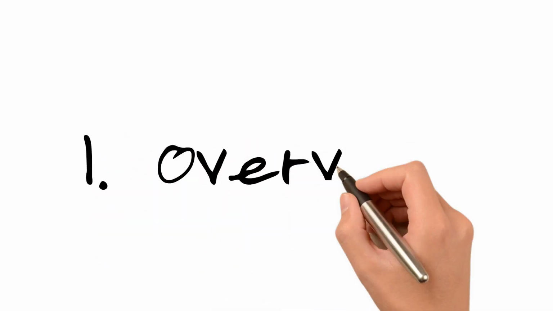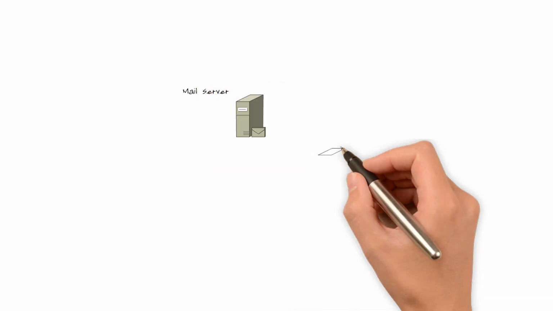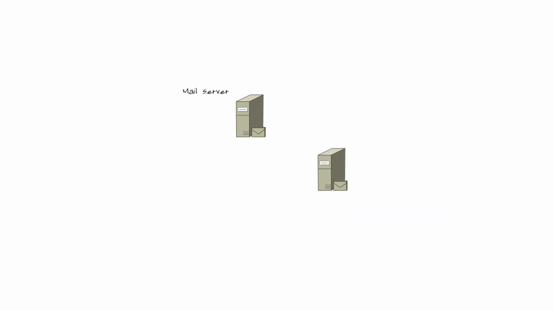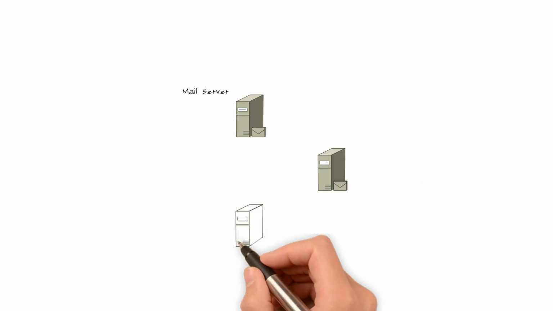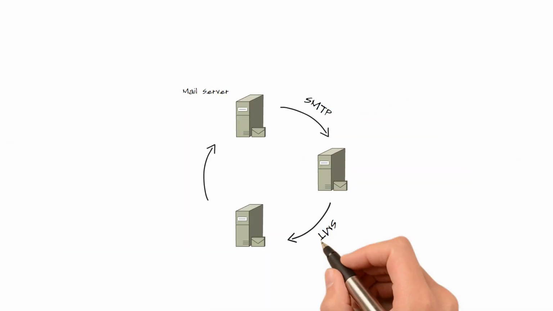Okay, so let's start with the basics. First, the overview. If you want to compose, edit, or read an email, you are using what's known as a user agent. Examples include Gmail and Outlook. These user agents interact with mail servers, which store incoming and outgoing messages.